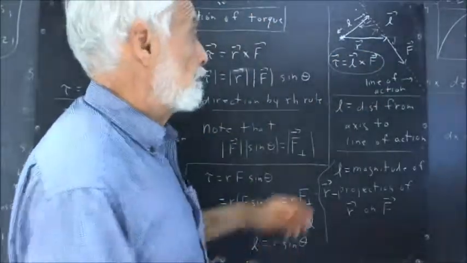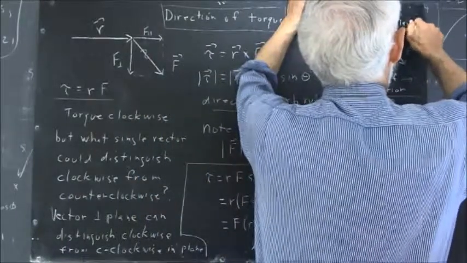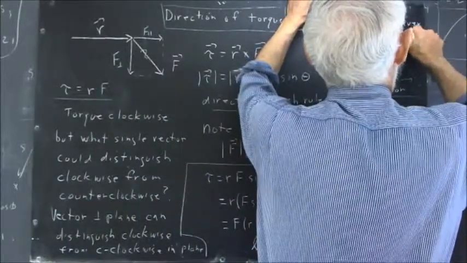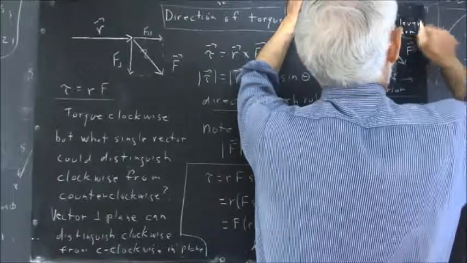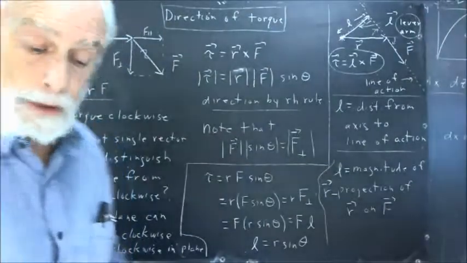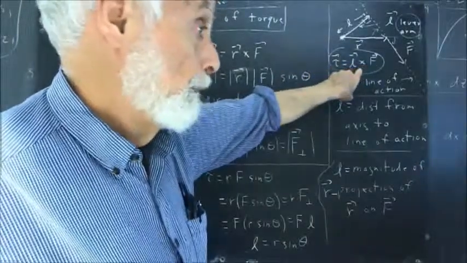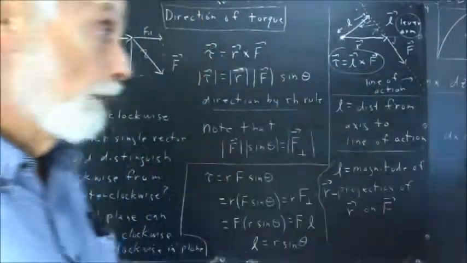Okay, so that's called the lever arm. It's also called the moment arm. And we can express it as a vector or as a scalar. But if we're going to do the vector calculation, we would want to express it as a vector so we could do the cross product.